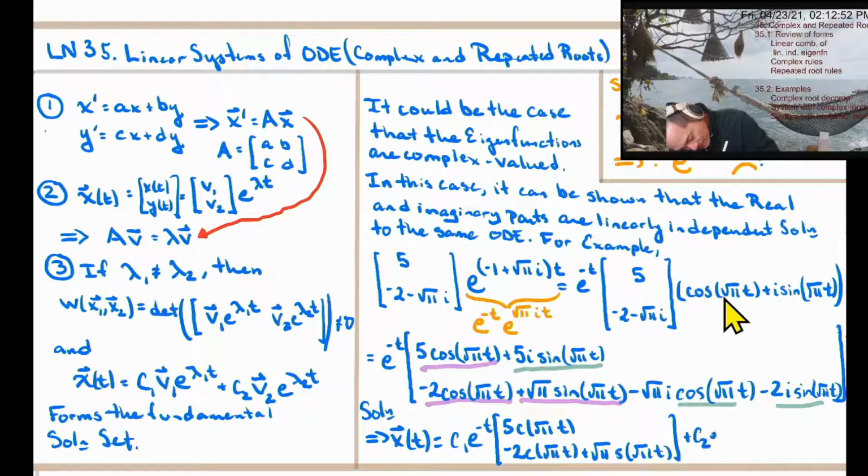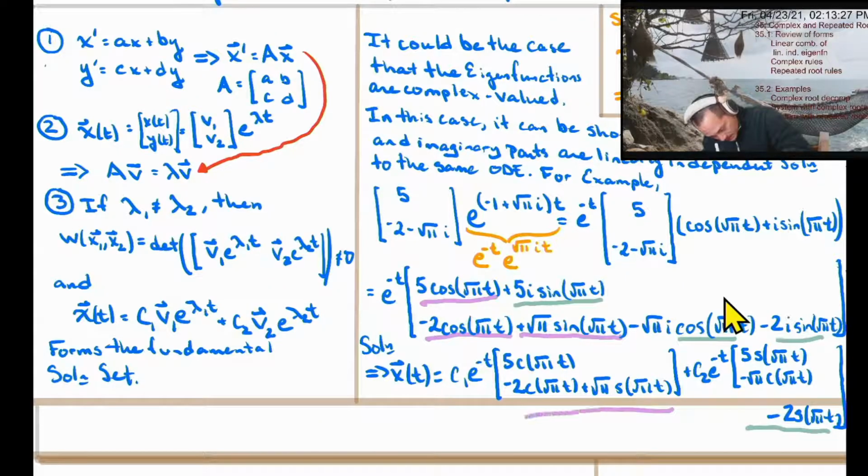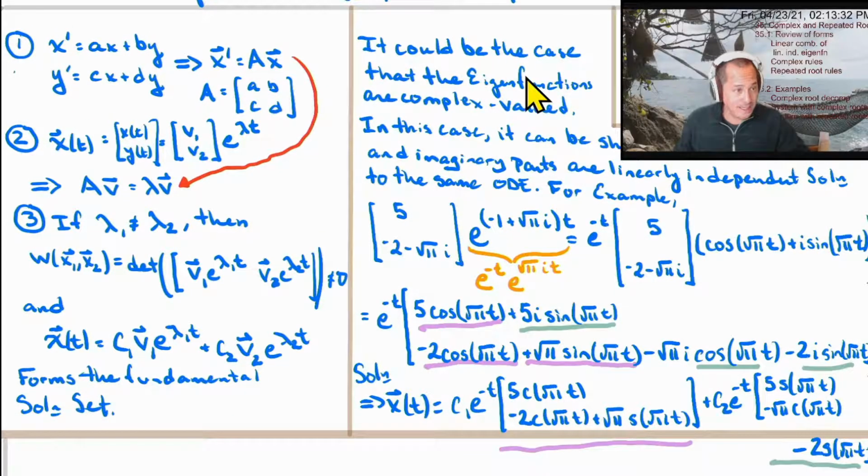Add that to C2 e to the -t. And then I'm going to get 5, and then I have a sine function, so I'm going to write s times the square root of 11t. And then I'm going to get a negative square root of 11 cosine square root of 11t, and then I'm going to have to sneak this down here. -2 sine square root of 11t. Okay. And then, just since things got crammed, let me highlight where these terms came from.